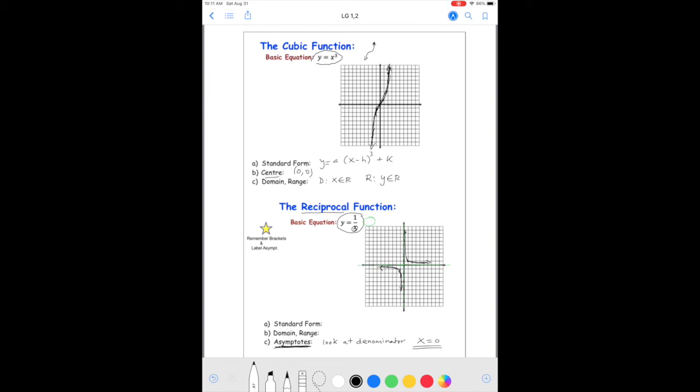Now, the standard form, again, we have 1 over x minus h and plus k. Alright, now the domain, it's going to be x an element of R, except it cannot equal the asymptote, because the asymptote cannot be touched. It gets really close, but you can never touch it. And the range is y an element of R, except you cannot equal the horizontal asymptote.